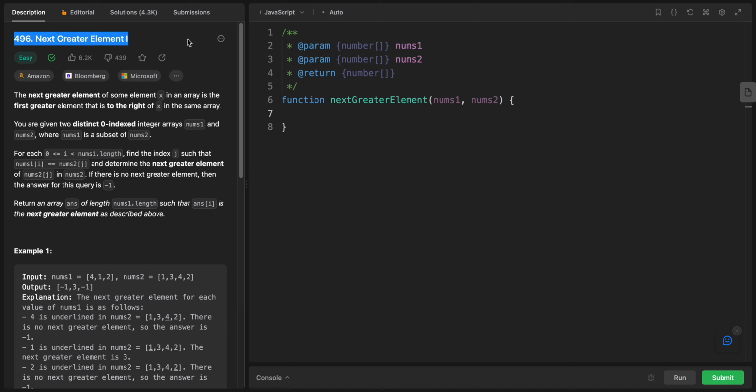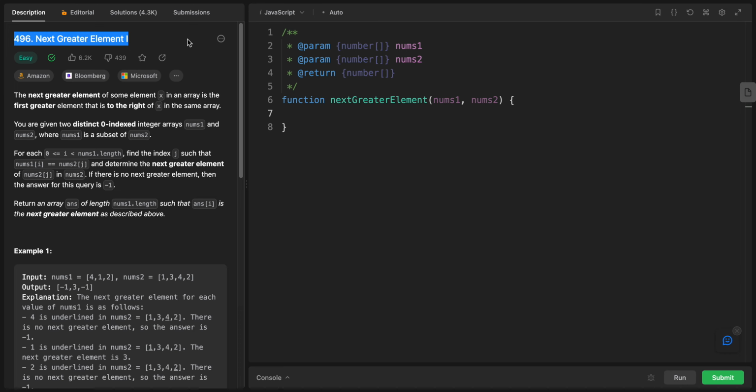It's called next greater element. We have called the next greater element of some element x in an array the first greater element that is to the right of x in the same array. Okay, I didn't understand anything from these two lines, and if you didn't understand, that's certainly normal.